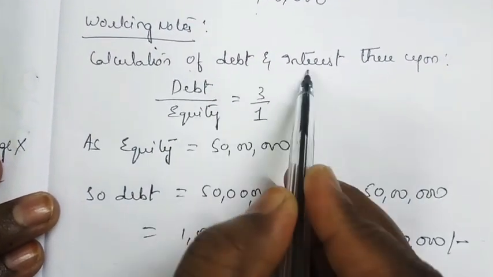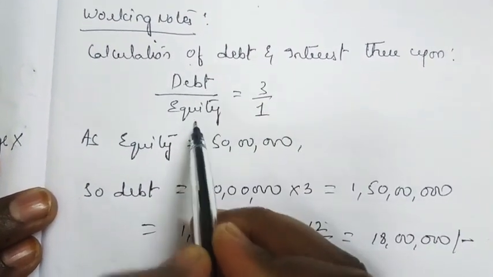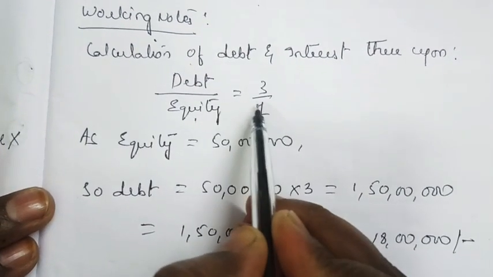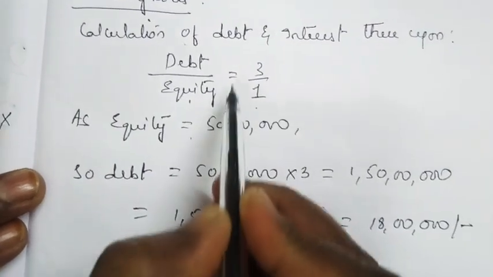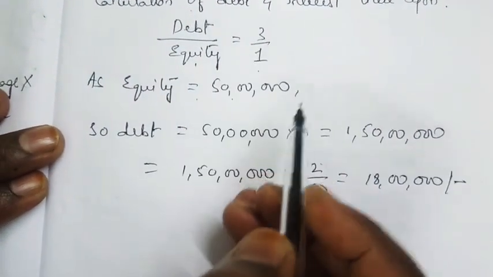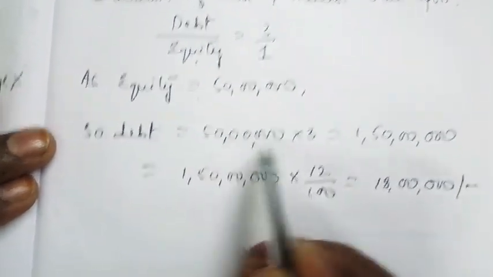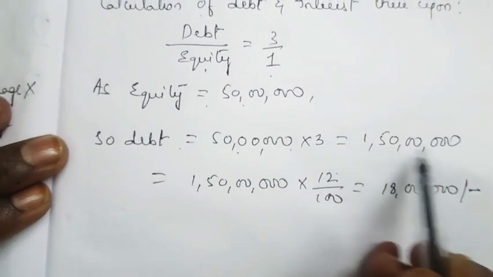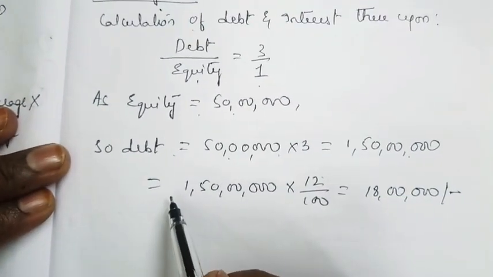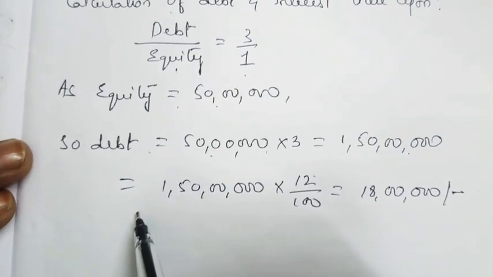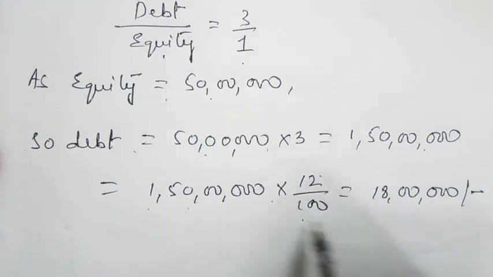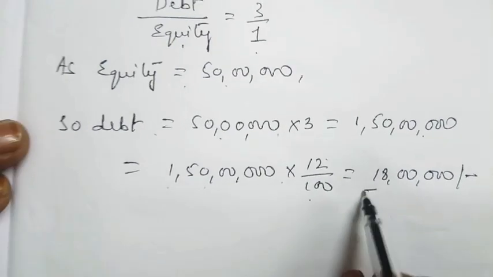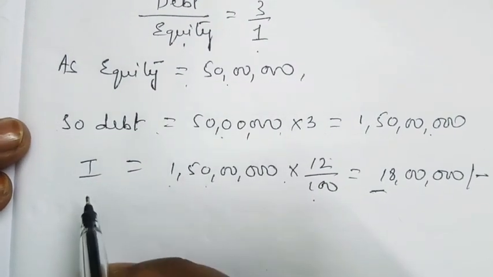Calculation of debt and interest thereupon. Debt divided by equity equal to 3 by 1. It's mentioned in the question. So as equity equal to 50 lakhs, we can do the cross multiplication. So debt equal to 50 lakhs into 3 equal to 1 crore 50 lakhs. And the interest rate they mentioned in the question is 12%. So 1 crore 50 lakhs into 12 divided by 100, you are going to get 18 lakhs. So 18 lakhs here is the interest. That's it.